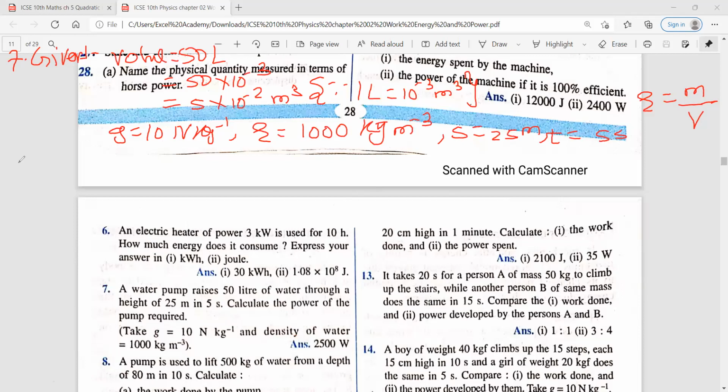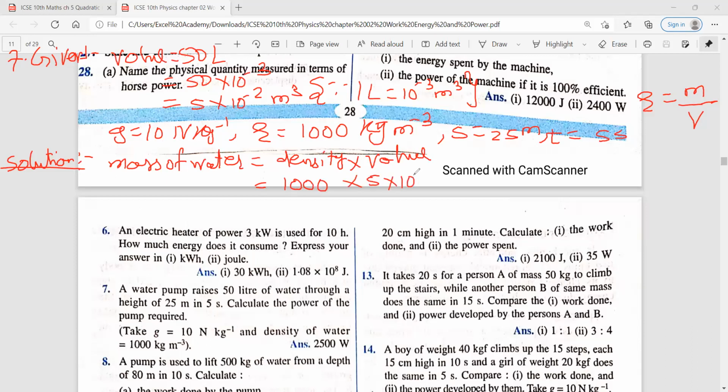Okay. Solution. First of all, we'll find the mass of the water. So what is the mass of water? Mass of water is equal to density multiplied by volume, right? That is 1000 multiplied by 5 into 10 raised to minus 2. So 5000 into 10 raised to minus 2 means 50 kg. And that is true, because 1 liter is 1 kg. 1 liter is 1 kg for water at 4 degrees Celsius. Okay, 50 kg is the mass.